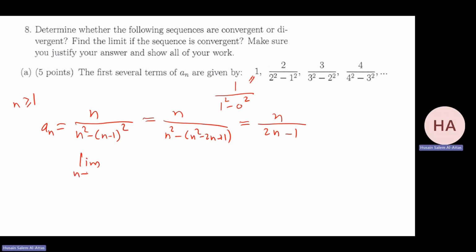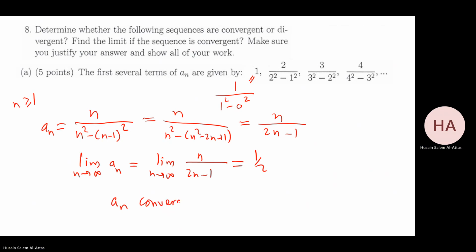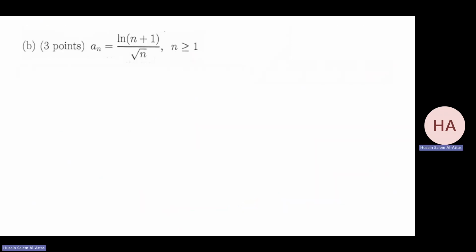Now, if we need to find the limit as n goes to infinity of a_n, I need to find the limit as n goes to infinity of n over 2n minus 1, and that has the same degree, so it will be half. So this sequence converges, and its limit is half.